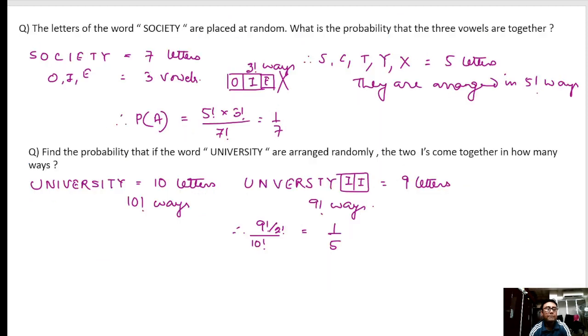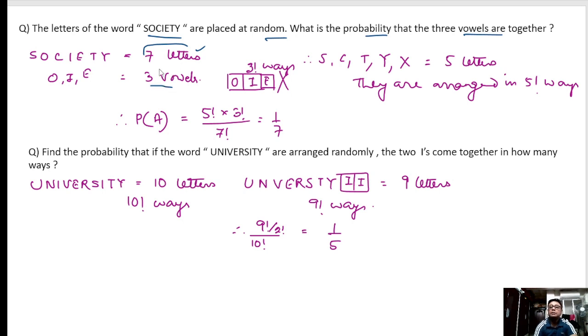Next, the letters of the word SOCIETY are placed at random. What is the probability that the 3 vowels are together? So how many vowels are there? There are 7 letters in total. As we can see here, the word society has 7 letters, and in that there are 3 vowels.